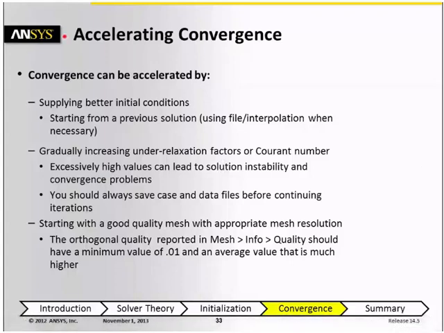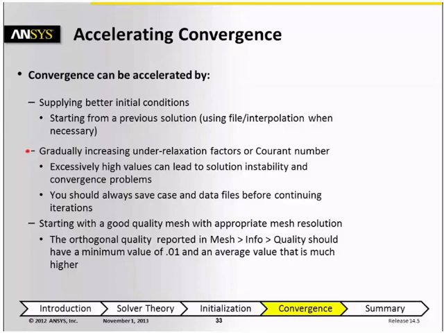Sometimes a solution will converge, but just not as quickly as we'd like it to. In cases like that, there are some things that you can try to accelerate the convergence process. Convergence can generally be improved by using better initial conditions, such as starting from a previous solution, possibly with the aid of solution interpolation, which we talked about earlier in this lecture.